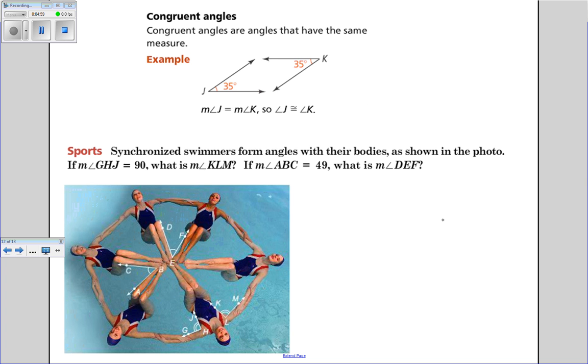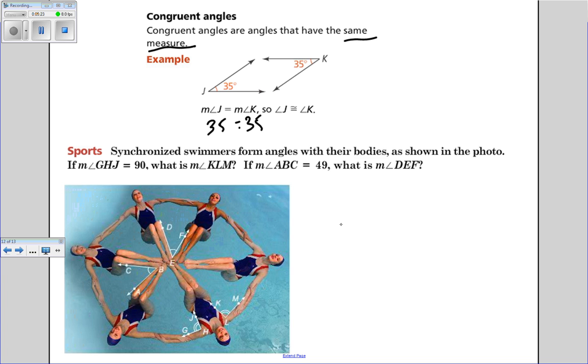Alright, angles can be congruent, which means that they're also going to have the same measure. So we can say that the measure of angle J equals the measure of angle K, which is just like saying 35 equals 35, right? Or we can say angle J is congruent to angle K, which means they have the same measure.